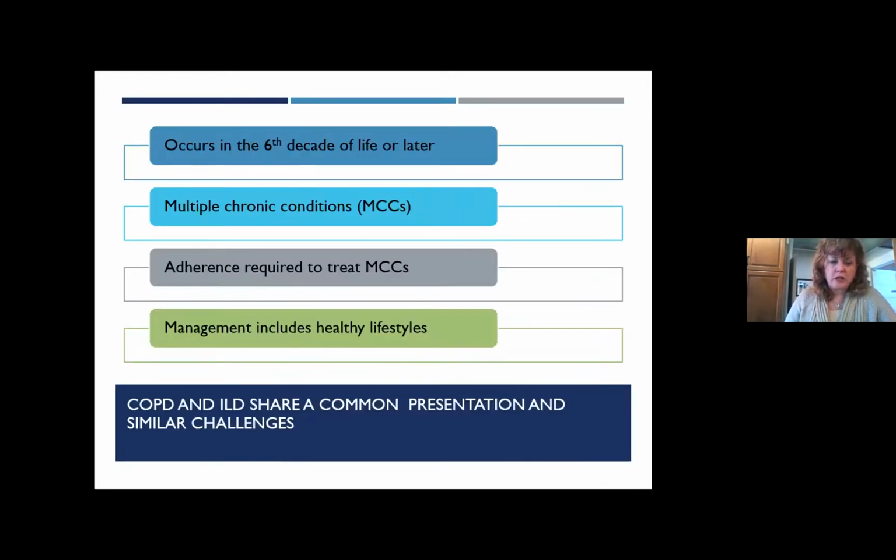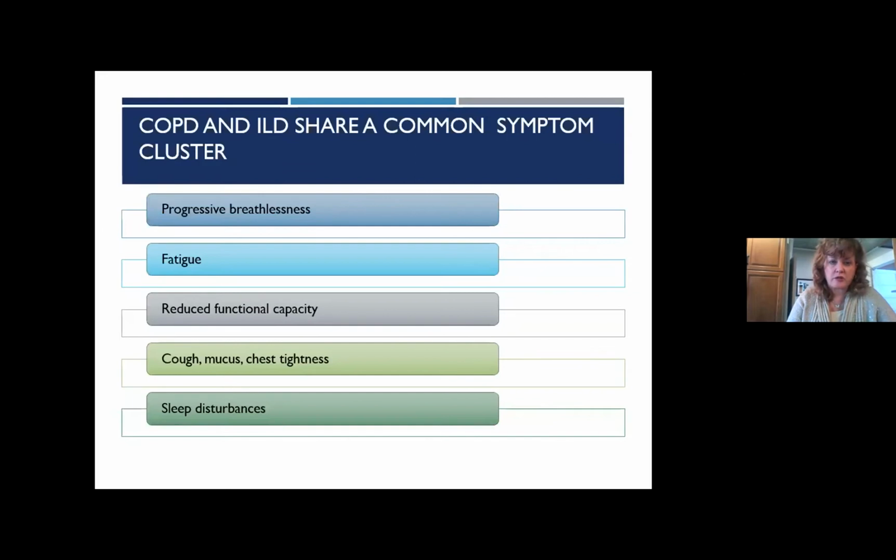So COPD and ILD share a common presentation and some similar challenges. They occur later in life, therefore they're often occurring in the setting of multiple chronic conditions, with a relatively complex treatment regimen that has to be considered within the treatment of their other multiple chronic conditions, and also requires nutrition as well as physical activity in order to maximize function.